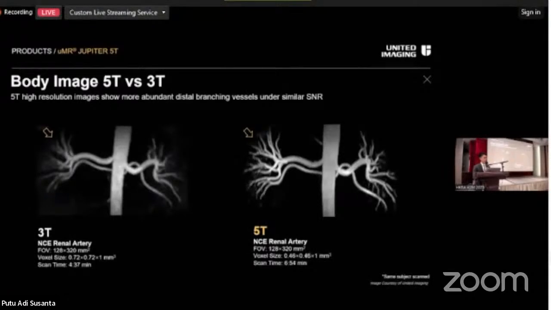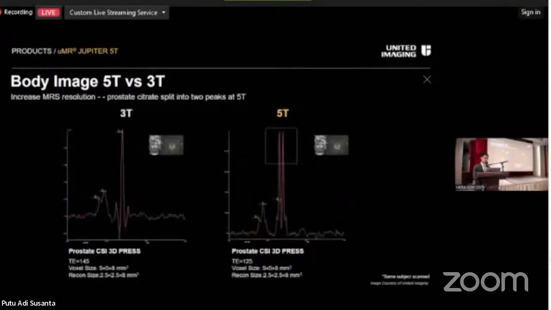In addition to SWI and fMRI, another imaging method that is particularly useful at higher field strength is MRS, or magnetic resonance spectroscopy.